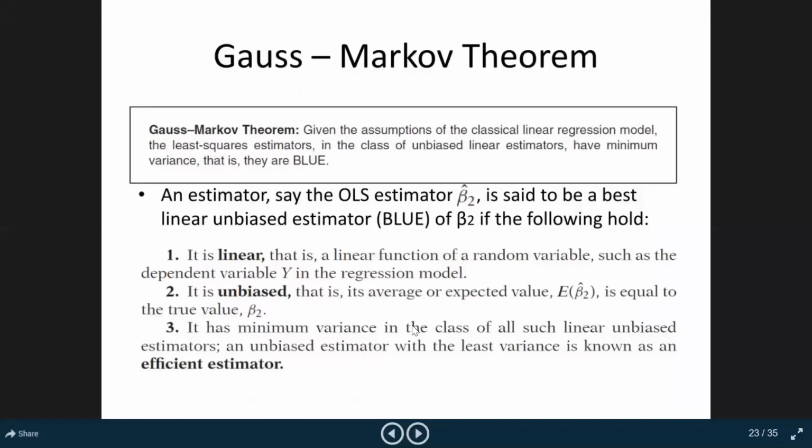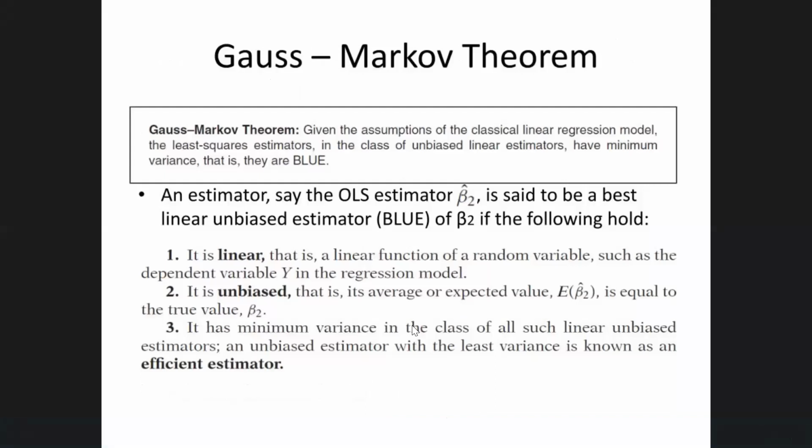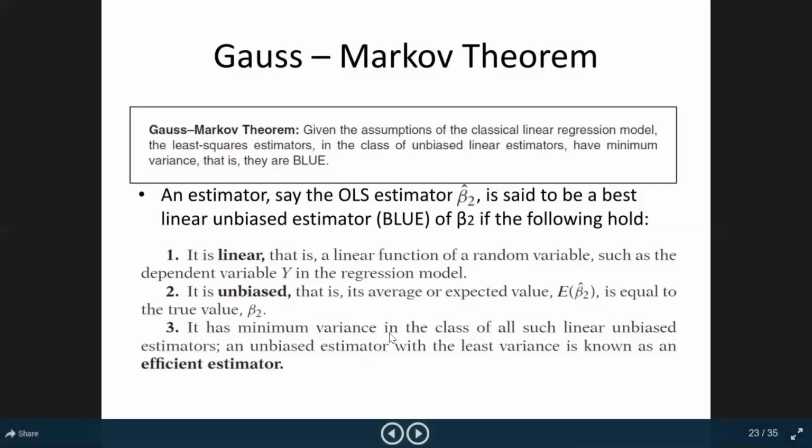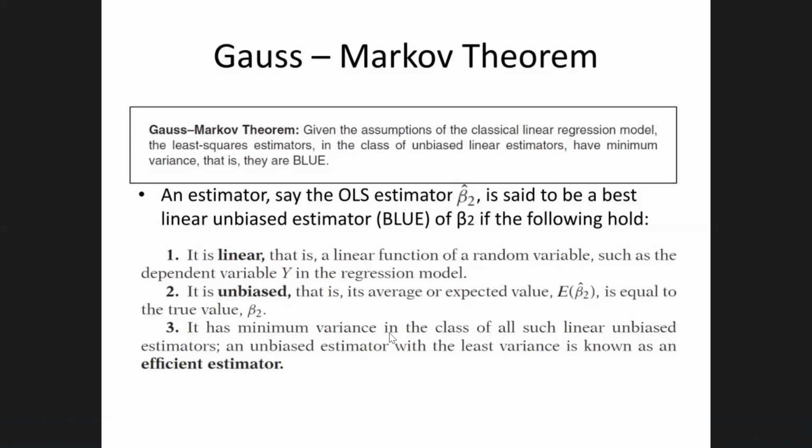Now here it is, the Gauss-Markov theorem. This is a famous theorem, and the Gauss-Markov theorem is also known as the BLUE property of the OLS estimator. BLUE stands for best linear unbiased estimator. When you obtain beta 1 hat and beta 2 hat, they will be BLUE. This is known as the Gauss-Markov theorem.